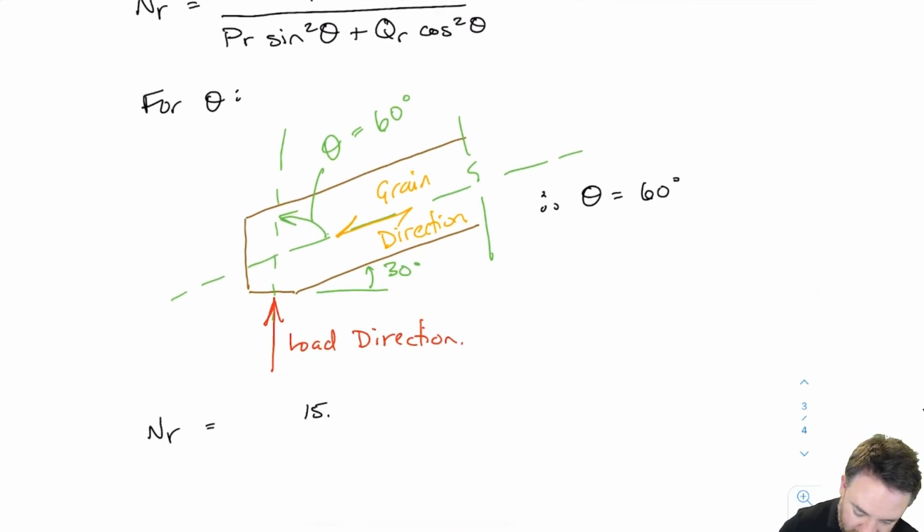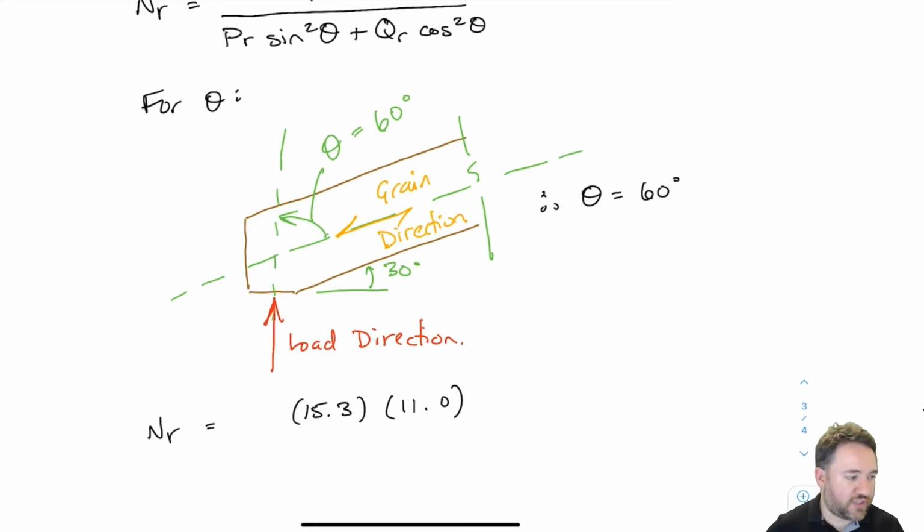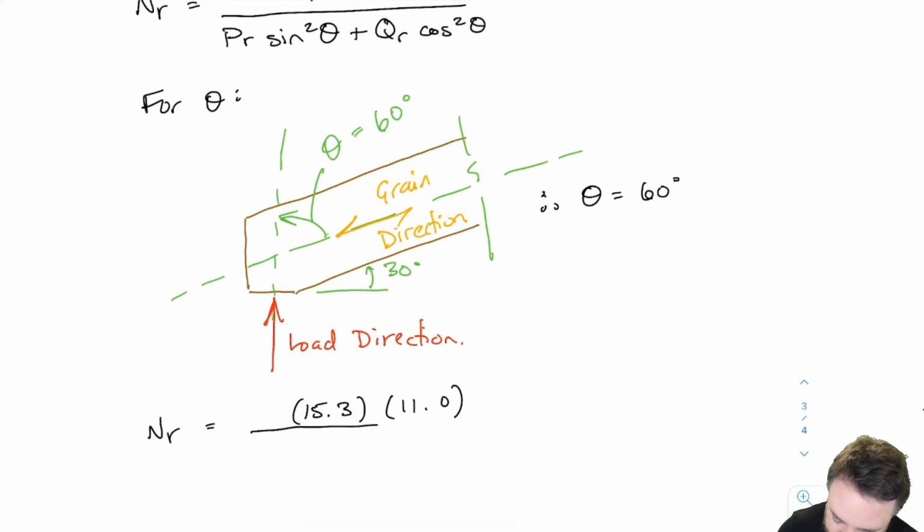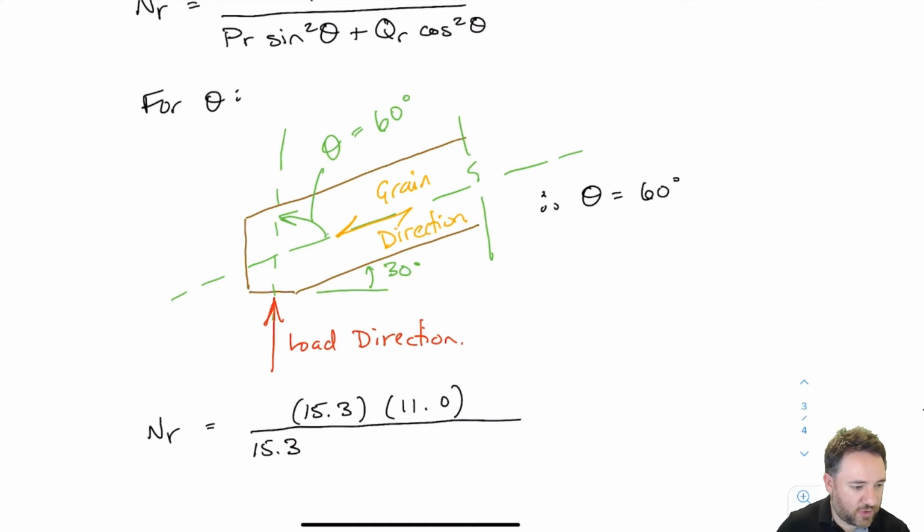So I have my PR, if you recall, is 15.3 kilonewtons. I have my QR, which is 11. I'm putting these in as 15.3 and 11 instead of putting them in as newtons because in this equation, not all the units cancel out, but the bottom units will cancel half of the top units, right? So I have kilonewtons squared on the top and kilonewtons on the bottom. So I could have done it in newtons and had newtons squared on the top and newtons on the bottom, and I'll still end up with the right answer in the same units.